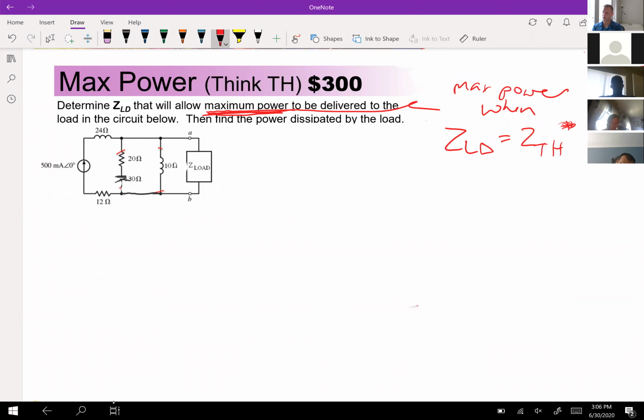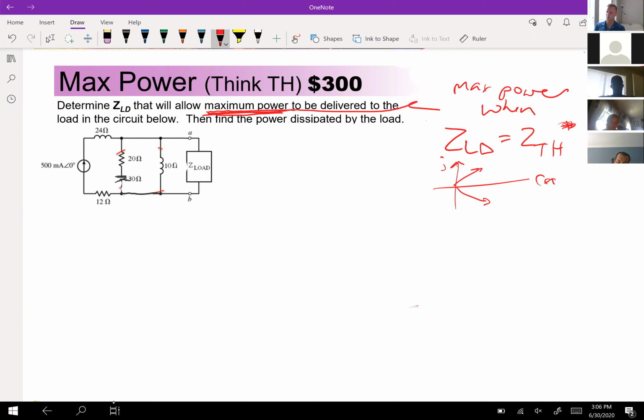Right, and so the complex conjugate is reflected on the real axis. That means that if whatever my Z load is looks like this, then the Z Thevenin complex conjugate would be plotted like that along a real imaginary axis. So what we need in order to achieve that is to get to the Z Thevenin. How do I do the Z Thevenin?